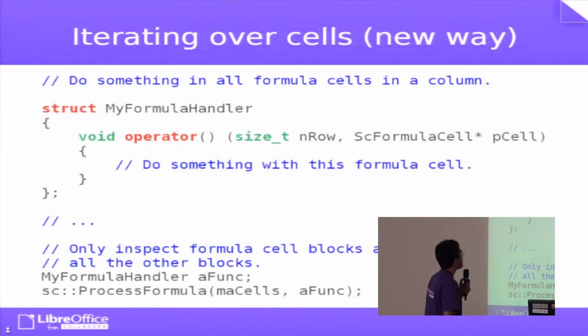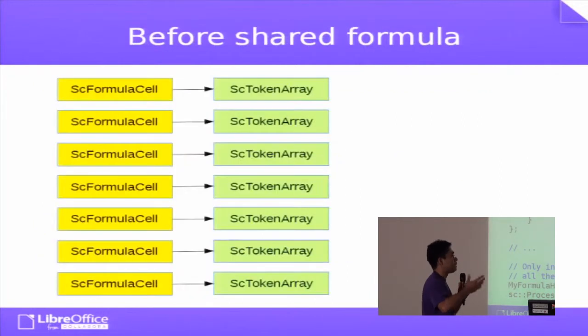The new way of handling situations like this is that you still have to iterate through blocks to pick up formula blocks, but if the column consists of numeric values and formula cells, you basically deal with two types of blocks. So it's much quicker to iterate through maybe two or three blocks as opposed to 1,000 or 10,000 cells. And everything is pretty much templatized. What you need to do is create a handler functional object and then use process formula, which is a templatized function, to only pick up formula cells and do something with them.